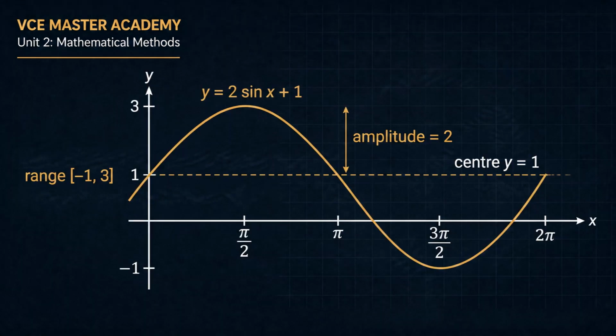Here is our first transformation. This is y equals 2 sine x plus 1. The 2 makes the wave twice as tall, and the plus 1 lifts the whole thing up by 1. So the center line sits at y equals 1. The top reaches 3, and the bottom reaches minus 1.